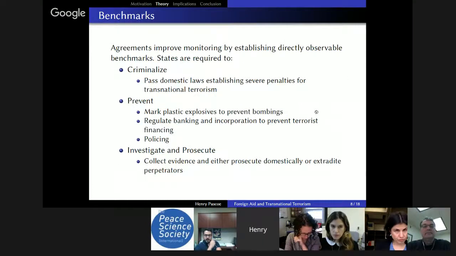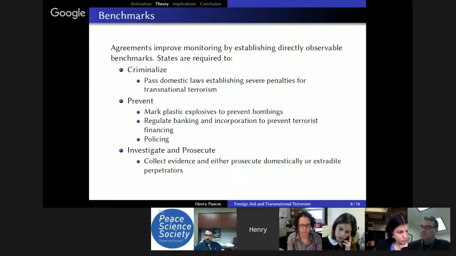So these are the benchmarks that each of these agreements lay out. And these include things like criminalizing certain terrorist activities by passing domestic laws and establishing severe penalties, preventive measures such as marking plastic explosives, regulating banking and policing, and also investigation and prosecution, so collection of evidence, prosecution, or extradition of perpetrators.